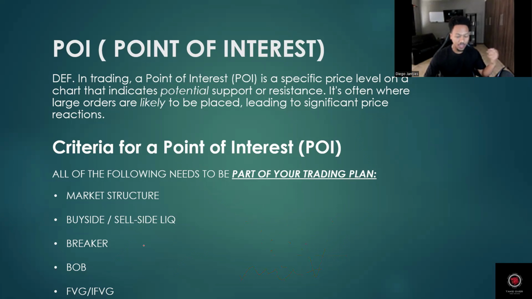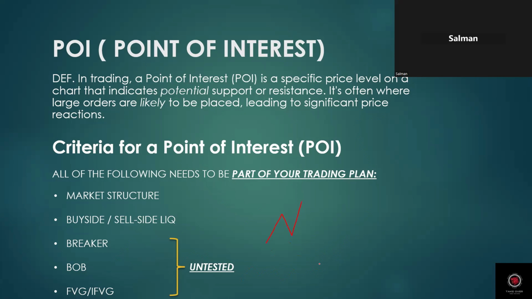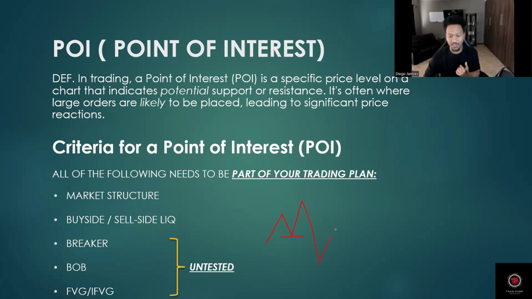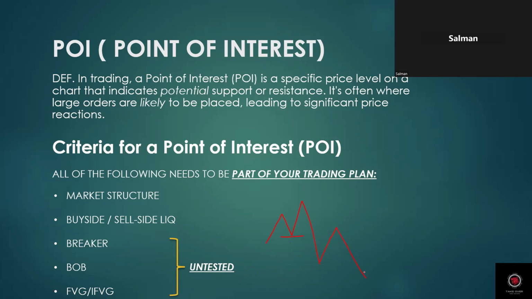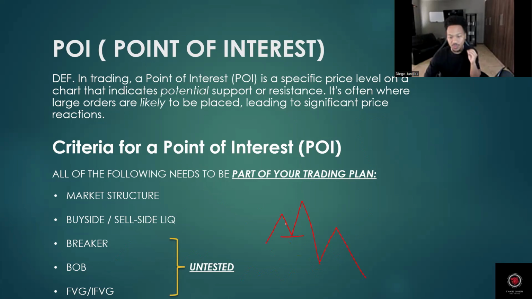And then we are looking at our breakers, our BOBs, our fair value gaps and inversion fair value gaps. And these things need to be untested. It should not be tested. If it is tested, it's not a point of interest. So if you see a breaker and you see it's already been tested, it's not a point of interest anymore, because it's already been used. You don't want to use something that is already being used. You want a fresh one.